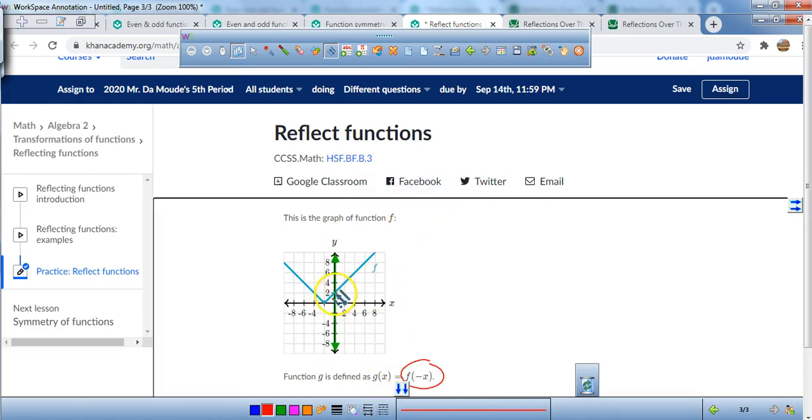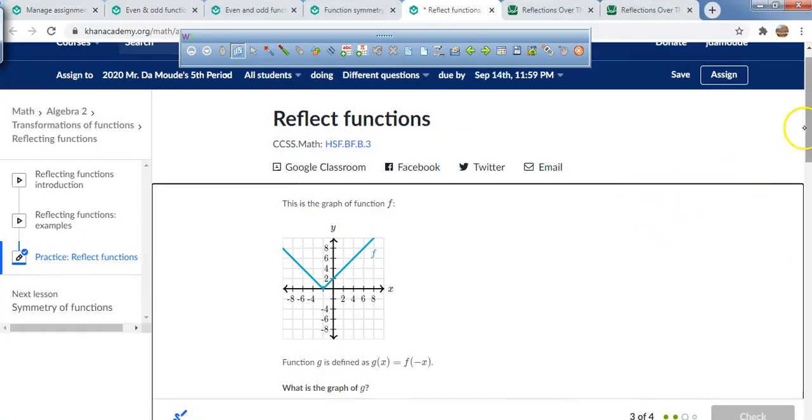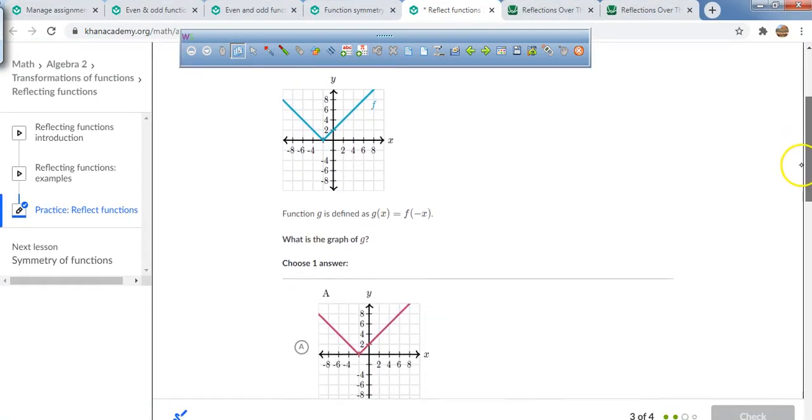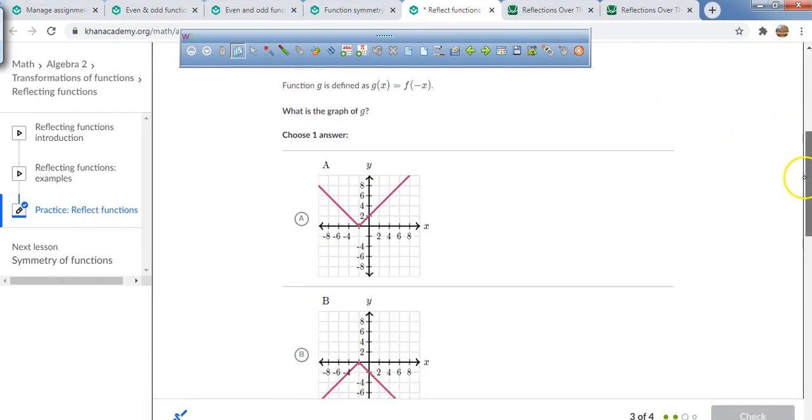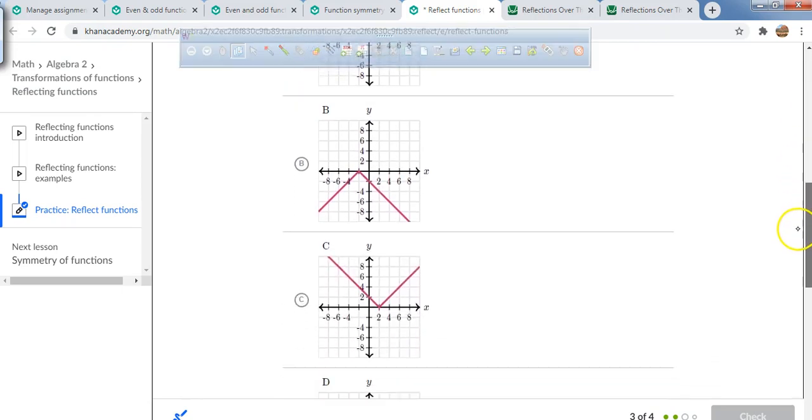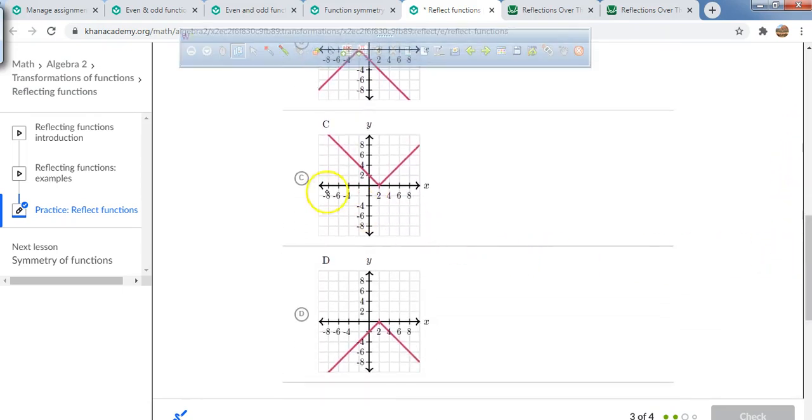If I go across the y-axis, every single point you can see should be reflected across, and that's what the picture is that I'm going to be looking at. So right here, I'm going to just go down here, and I'm looking for one that is reflected across. So if that's at negative 2, this point should be at positive 2, and that's not it. That's not it. There it is right there. It looks like it's answer choice C.